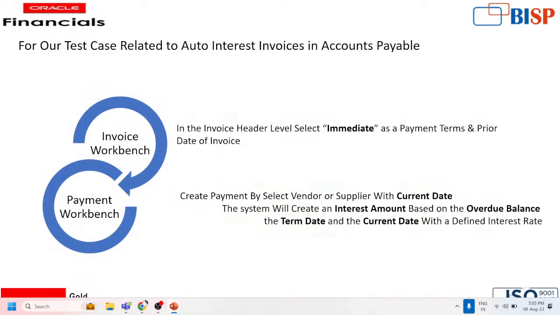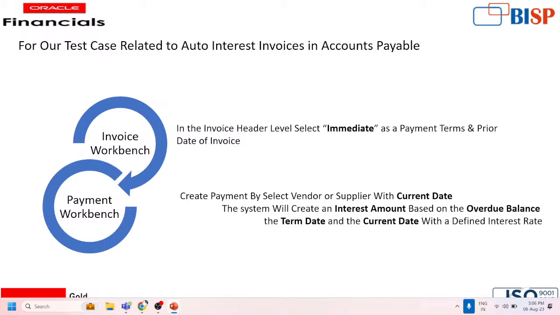In our test case related to the interest invoice in accounts payable, we will create an invoice in the invoice workbench. In the header level, we will select the payment term as immediate so that we can perform the task, and the date should be a prior date, right? So that is the importance. If today's date is there and I am making the payment, it will not attract any interest, and minimum amount should be there. So the criteria is also there. More than a certain criteria, the minimum amount should be, say, $2 or $3, whatever there. We will test that particular case, right?